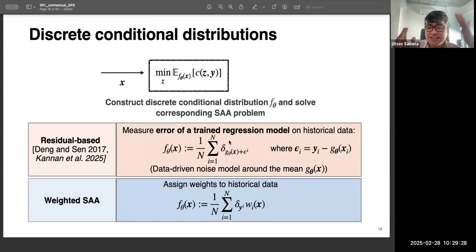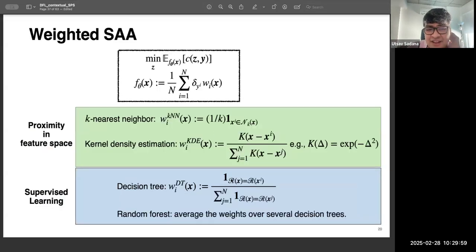Another model is the weighted SAA model. Here, instead of putting a uniform support on your scenarios, I will weigh each of these scenarios with a weight function that depends on the covariate. So here the idea is, if you see in your data that the covariates are close to this new covariate, then the data points which are close to this covariate are more useful to make decisions, right? So basically you construct these weights here using k nearest neighbor.